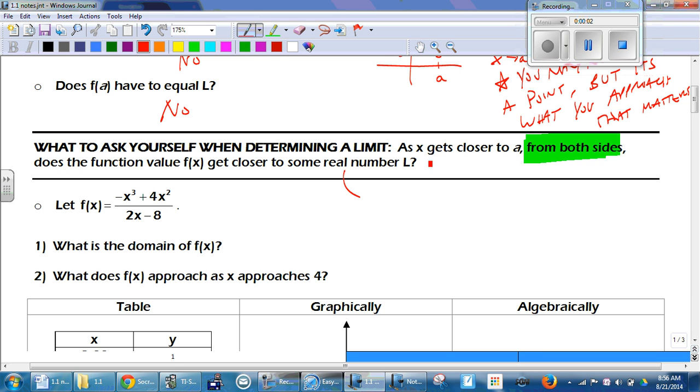So as x gets closer to a from both sides, does the function f of x get closer to some real number L? So you have to be approaching the same y value from both sides.